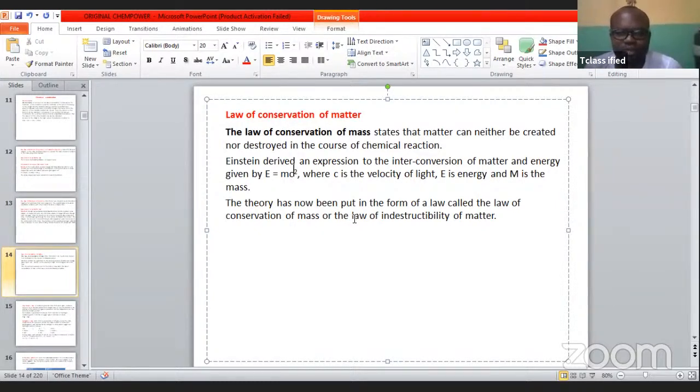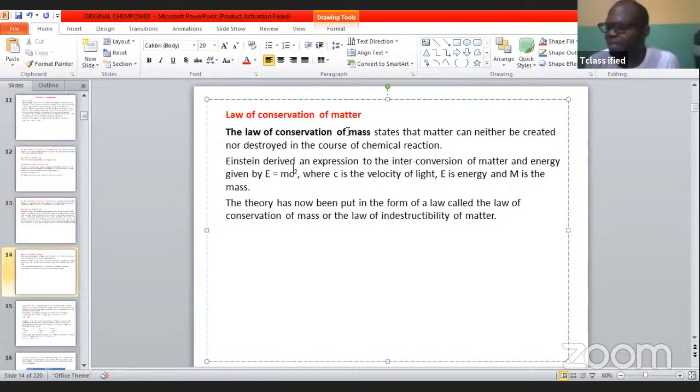The theory has now been put into law called the law of conservation of matter and law of indestructibility of matter. Okay. So Einstein is actually telling us that matter can actually be converted to energy. So take note, but this initial law of conservation of mass is still a very important law. You're going to be using it in balancing chemical equations, doing a whole lot of things. If you're studying chemical engineering, like me, I studied chemical engineering in the university. So if you're doing plant design, you're going to be doing a whole lot of balancing of masses. So this law is still very much used.